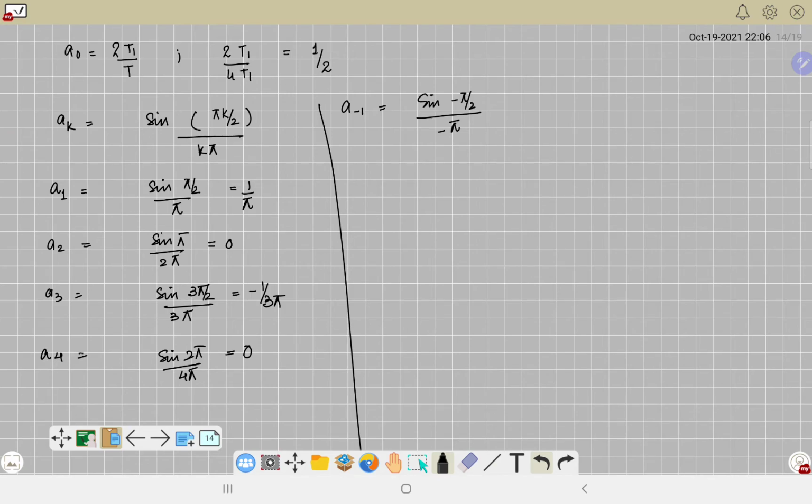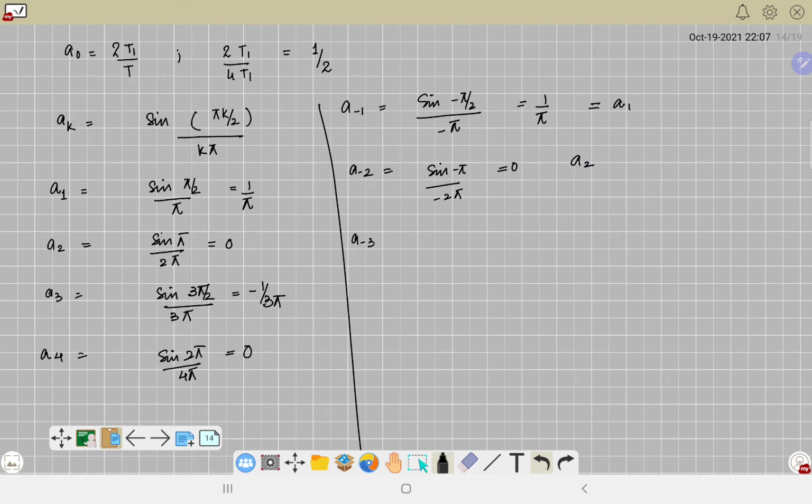Fine, that will again be sine of minus pi by 2, which is minus 1, then minus and minus will go, so it will be 1 by pi, which by the way is the same as a1. Then you can proceed with the analysis. A of minus 2 will again be sine of minus 2 pi, which will again be 0, which is equivalent to a2.